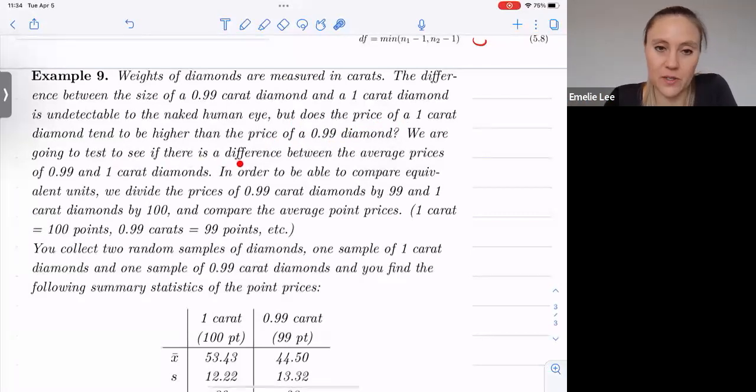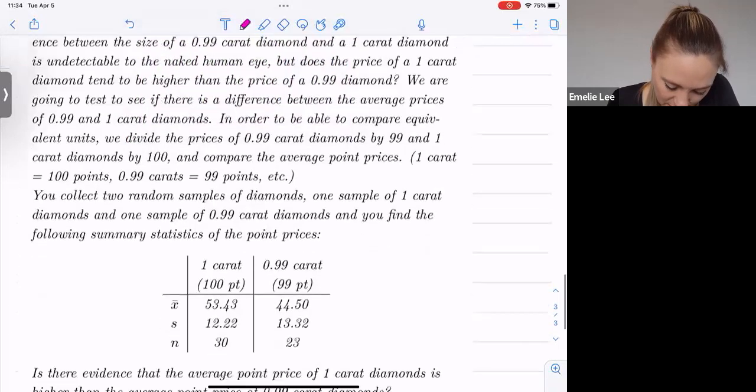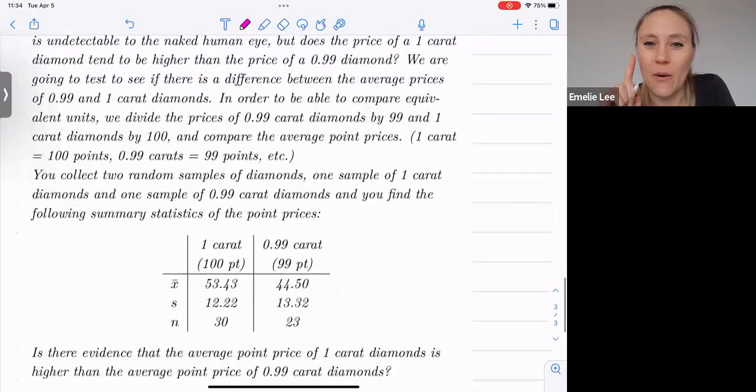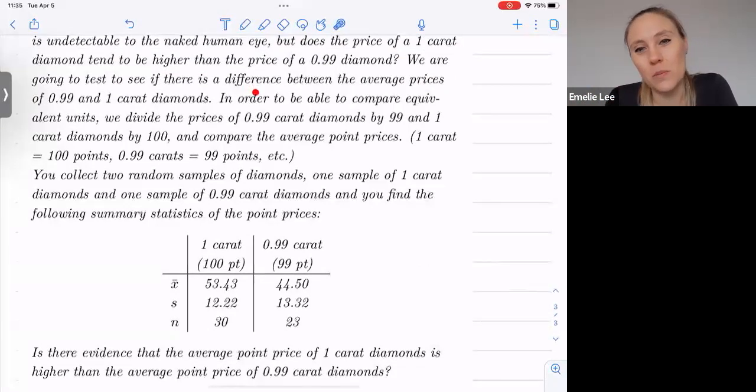We're going to test to see if there's a difference between the average price of 0.99 and 1 carat diamonds. One thing I want you to pay attention to: I'm remembering, and I feel like I have this eureka moment every term that I use this. I like this question, but there's a problem, because here I want to know if there's a difference, which would mean the alternative would be that mu1 is not equal to mu2, right?